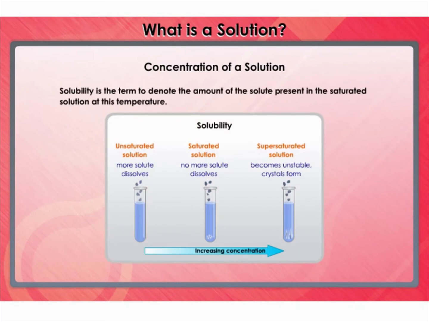At any particular temperature, a solution that has dissolved as much solute as it is capable of dissolving is said to be a saturated solution. In other words, when no more solute can be dissolved in a solution at a given temperature, it's called a saturated solution. The amount of the solute present in the saturated solution at this temperature is called its solubility. If the amount of solute contained in a solution is less than the saturation level, it is called an unsaturated solution.